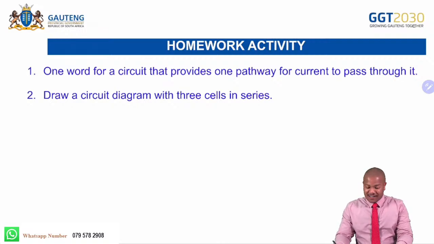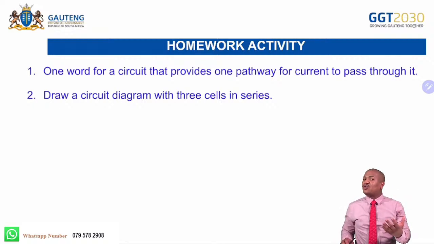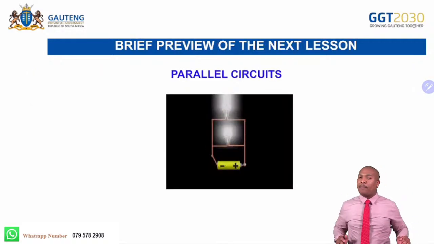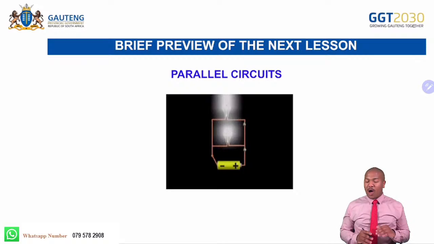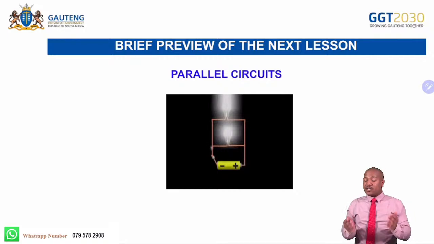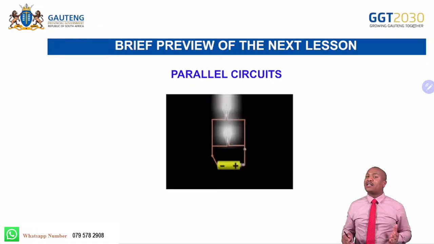Welcome back, grade 8 learners. So now I hope you were able to copy down your homework, right? Remember, you just need to give us one word for a circuit that provides one pathway for the current to pass through it. Then number two, you draw a circuit diagram with 3 cells in series. That's all that you need to do for your homework. So now, in the next lesson, we're going to be talking about what? Parallel circuits, right? I want you now to take your time and observe what is happening in parallel circuits as compared to series circuits, right? We're going to talk more about parallel circuits in the next lesson.